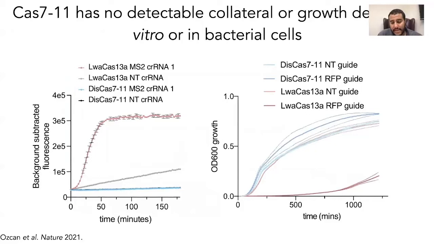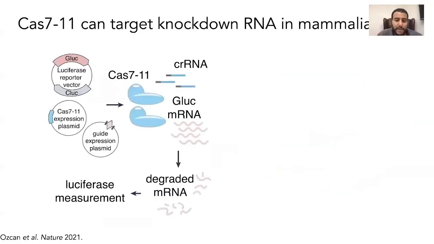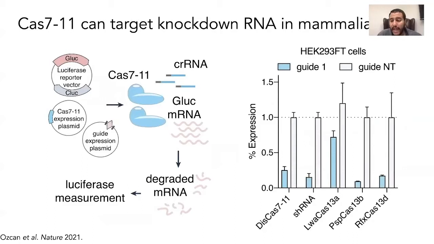However, also in cells, Cas13 would cause significant growth reduction, as shown here, but Cas11 had no effect on the cell growth. Now, when you look at its ability to knock down RNA in the cell, it's still as good as Cas13, if not better, as in the case of Cas13A. It's almost as good as Cas13D. So we were quite excited that there can be these systems where you could get programmable RNA targeting, but not have the toxic side effects of Cas13.